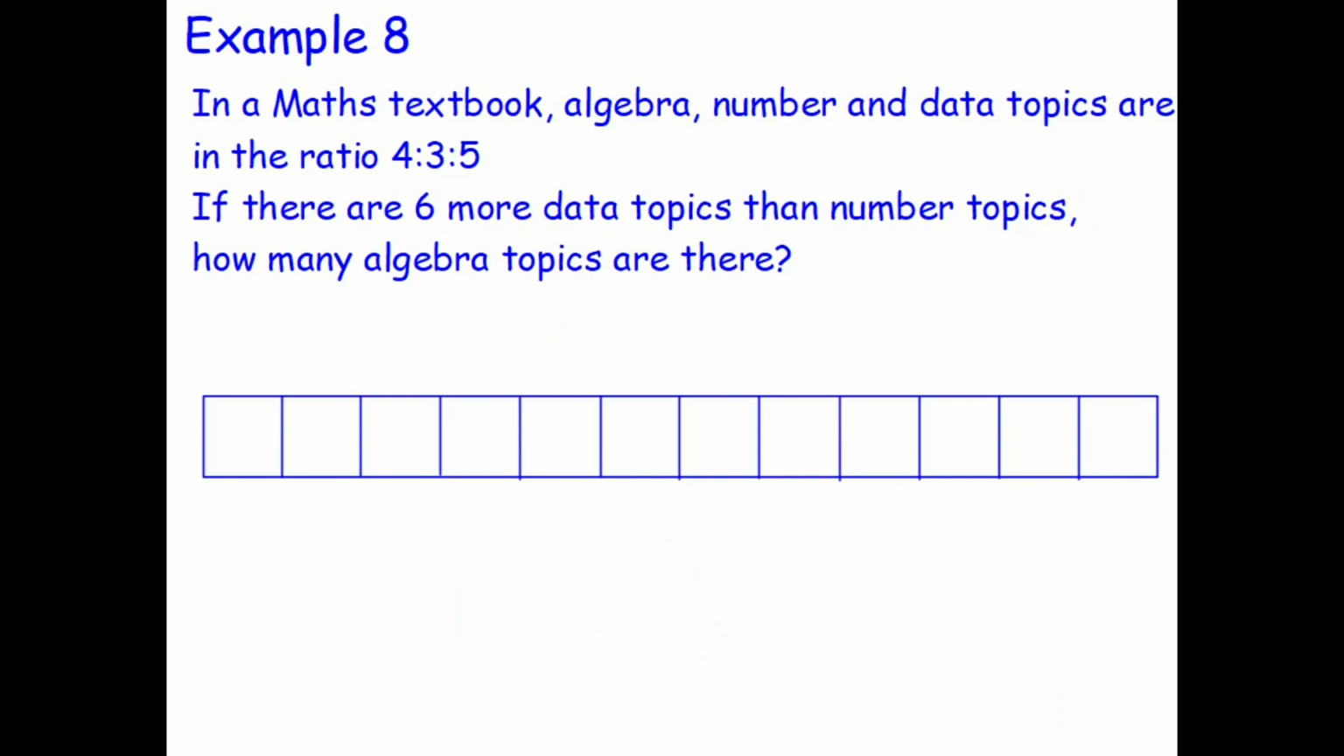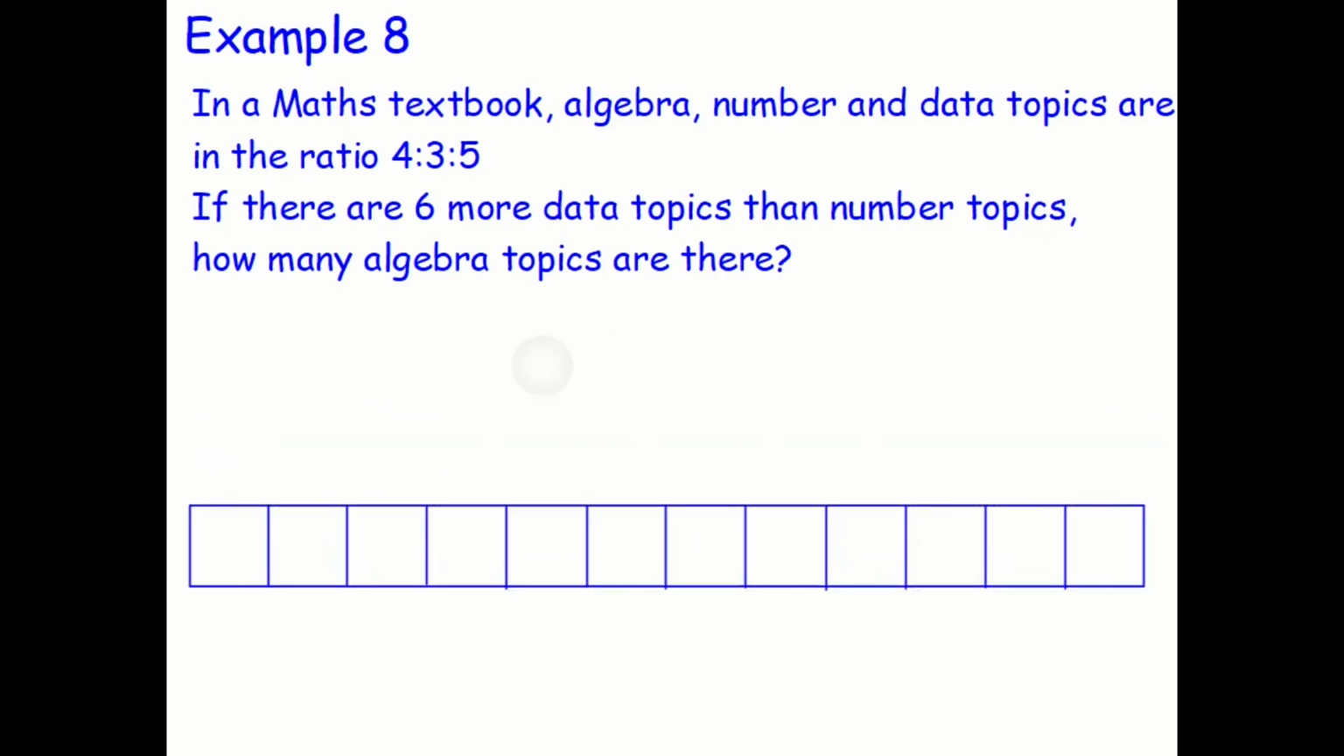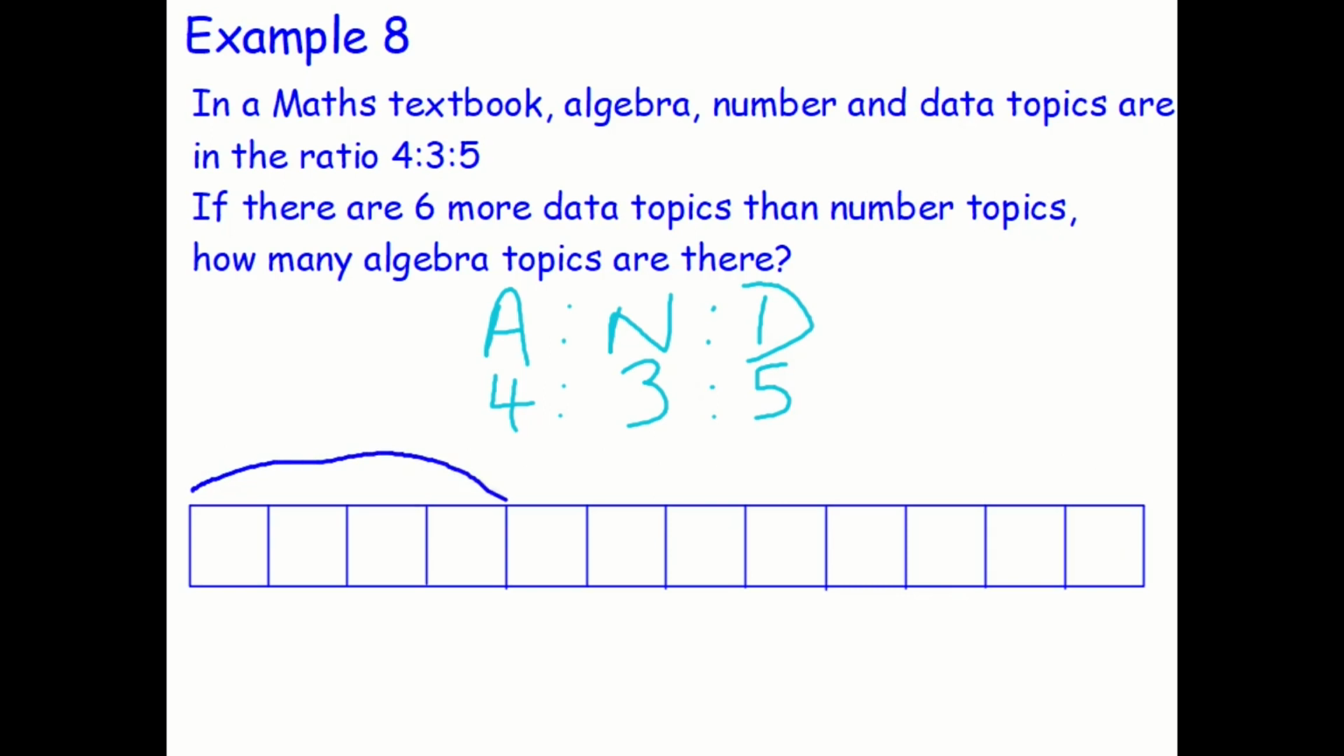Example 8. In a maths textbook, algebra, number and data topics are in the ratio 4 to 3 to 5. If there are 6 more data topics than number topics, how many algebra topics are there in the book? I'm just going to colour coordinate these. These are your 4 algebra topics, these are your 3 number topics, and these are your 5 data topics.